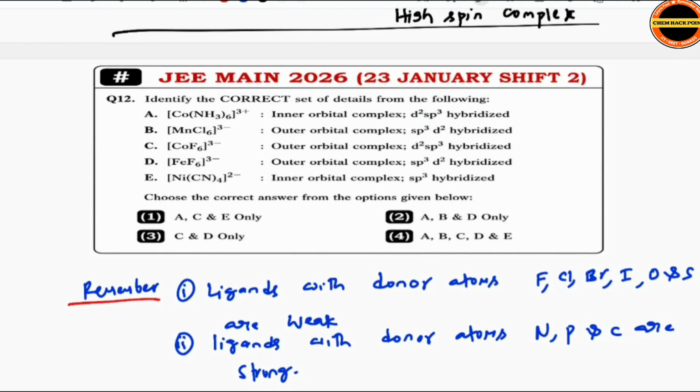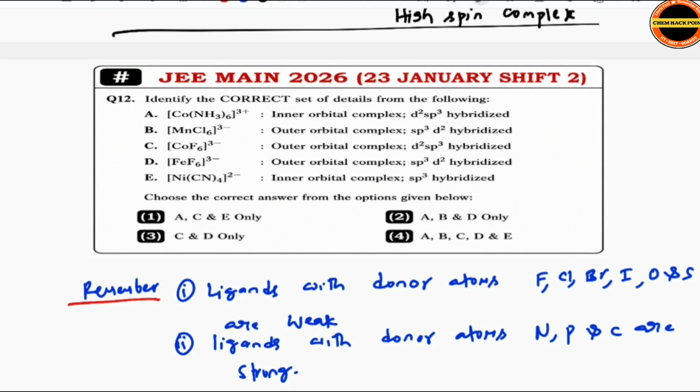So based on this, recent JEE Mains 2026, 23rd January, shift 2. Question here. Observe everyone how they mentioned. First everyone refer the question. They mentioned A, B, C, D, E, different complexes here. They are asking about, choose the correct answer from the given options below. Once everyone refer quickly question here.